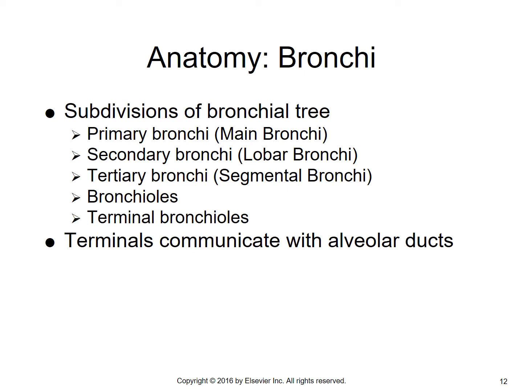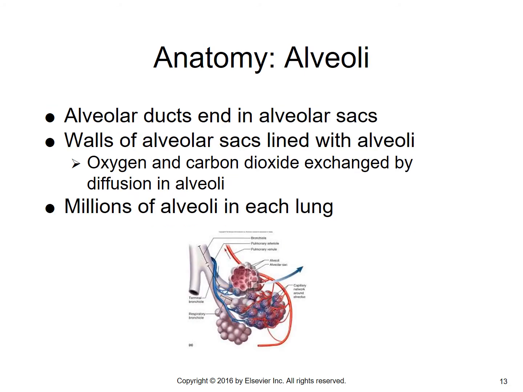The alveoli, or alveolus singular, is the primary way in which oxygen and carbon dioxide diffuse into and out of the tissue, or into and out of the blood, I should say. So alveolar ducts end in alveolar sacs. Walls of alveolar sacs are lined with alveoli. And as I mentioned, oxygen and carbon dioxide are exchanged by diffusion in the alveoli.